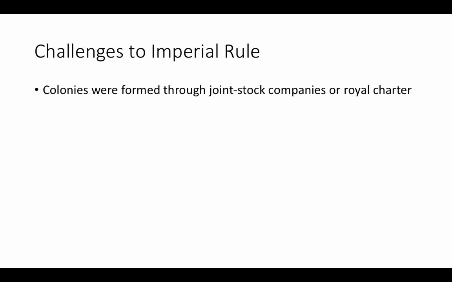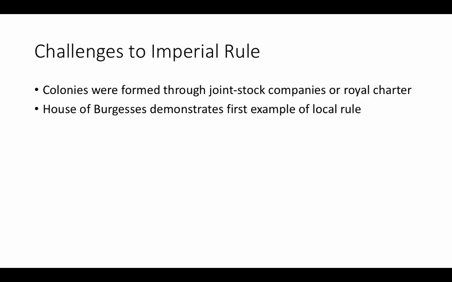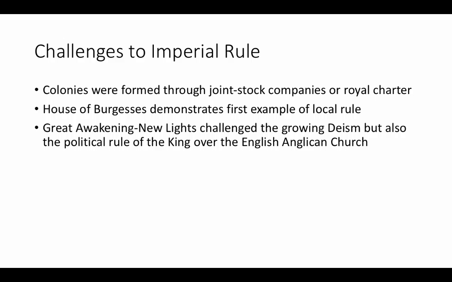The colonies had been formed by joint stock companies, or they were formed by royal charters. So they were either formed by private companies coming together and investing in these colonies, or by the king himself. The House of Burgesses in the Chesapeake represents the first example of local rule and local assemblies. Eventually this forms into the Great Awakening, in which New Light religious leaders challenged the growing deism, but also the political role of the king over the English Anglican Church.